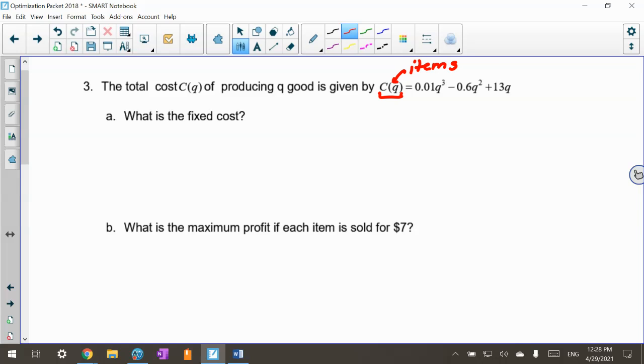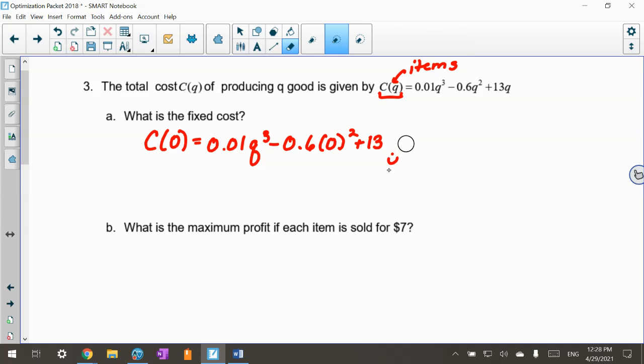Okay, they want to know the fixed cost. Well, the fixed cost is if I didn't sell any items. So the fixed cost is, what if I didn't sell anything? What would the cost be? Now, say you're starting a coffee shop. So I'm just going to plug 0 in for Q here and show you. You haven't sold one cup of coffee, and you still needed to buy cups and have a place to sell it out of and all that kind of stuff.